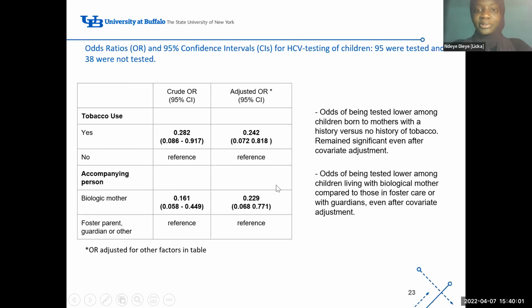And for accompanying person, the odds of being tested was lower among children living with their biological mothers compared to those living in foster care or with their guardians. And this odds ratio remained significant even after covariate adjustment.